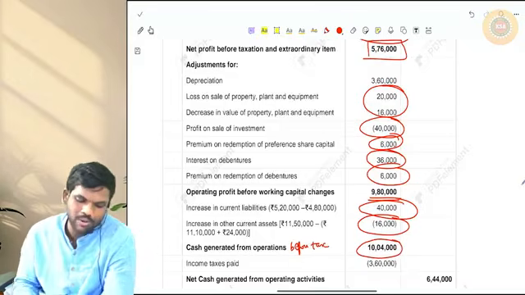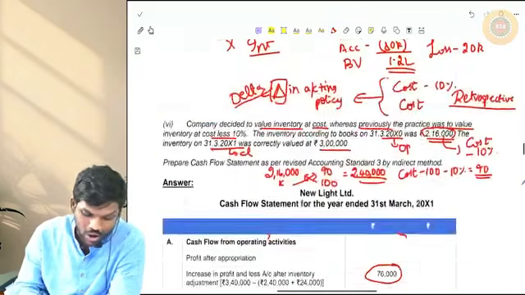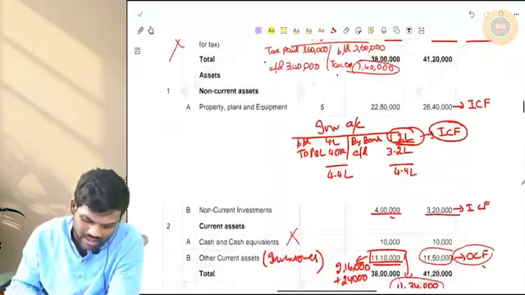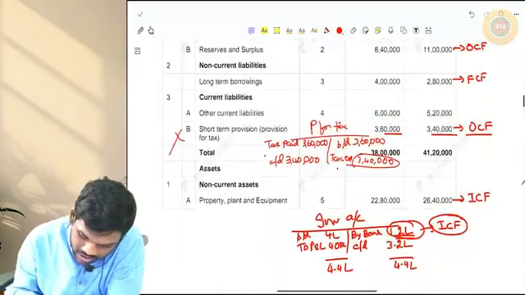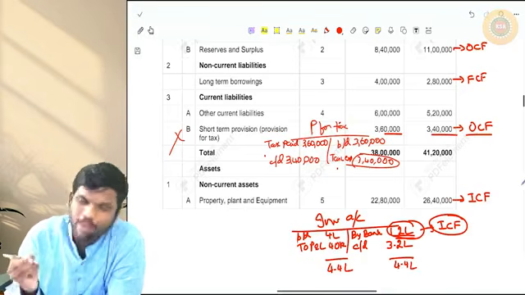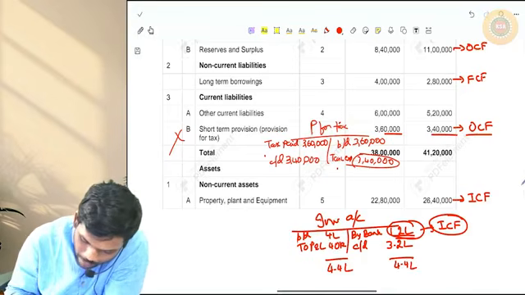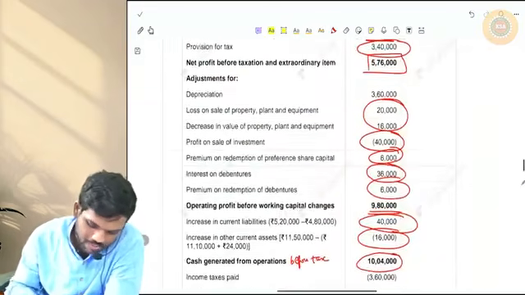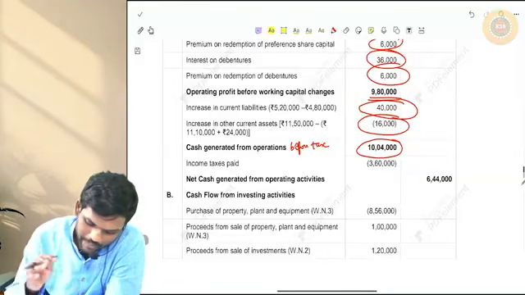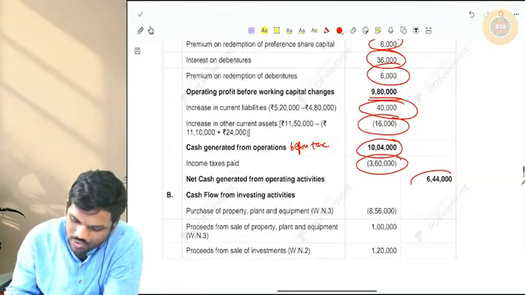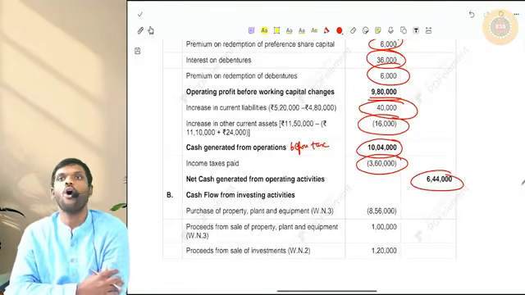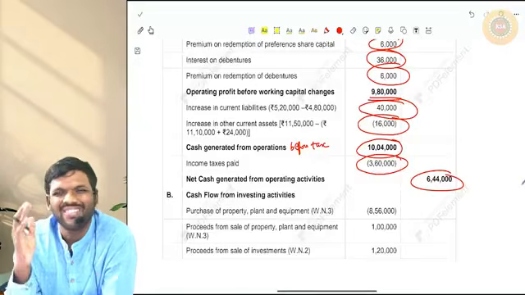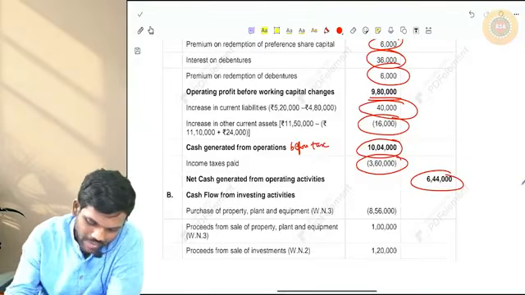And from this you have to subtract tax paid. Sir, how will I know how much is tax paid, sir? We have already prepared provision for tax account, in which I told you, in the absence of any other information, opening balance will be considered as tax paid. So this 3,60,000 will be considered as tax paid, which will be subtracted, and then you have successfully got the cash flow from operations. Okay, investing, financing, very easy, we can finish quickly.